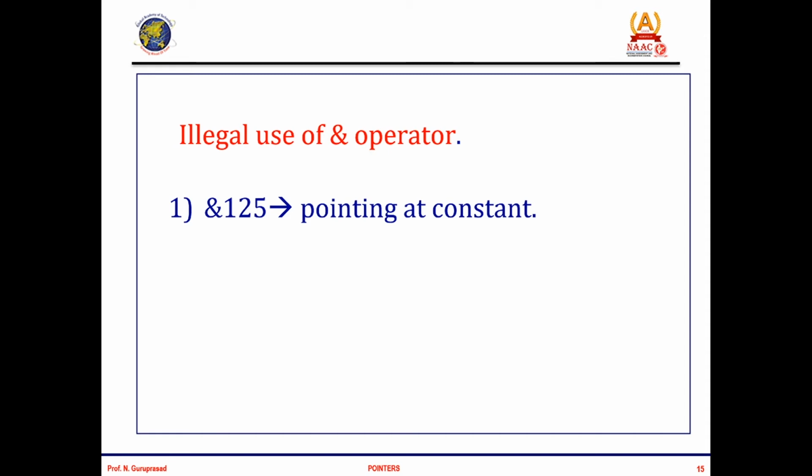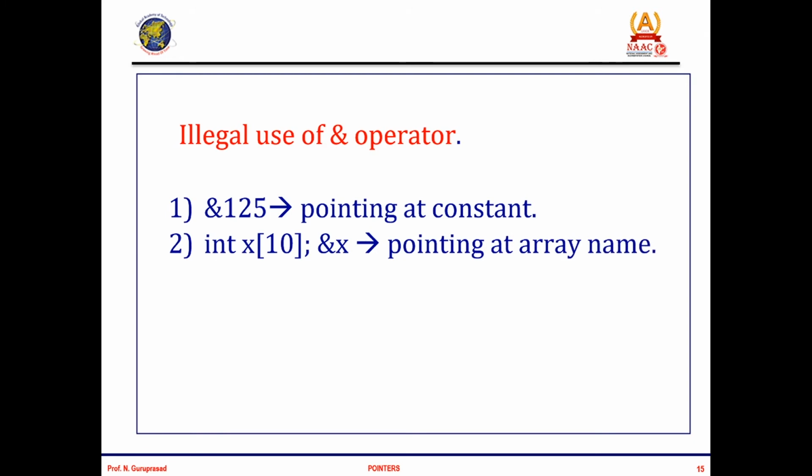You cannot use ampersand operator pointing at a particular constant. The second, int x of 10. You cannot use ampersand operator pointing at an array name where you say ampersand x and x is nothing but a array name, right? You cannot do it because if you recollect your array topic, I have made a statement that whenever you refer an array, you always get the base address. That is the address where the starting element of an array is stored.